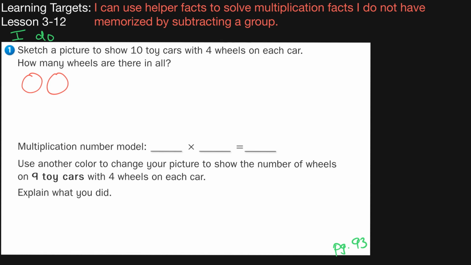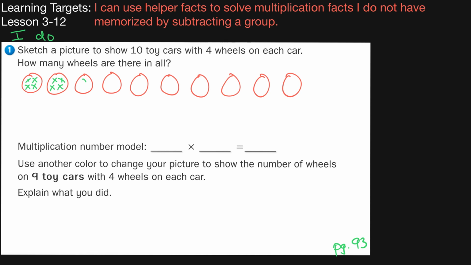1, 2, 3, 4, 5, 6, 7, 8, 9, 10. And it says there's 4 wheels on each car. I'm going to let each wheel be a little X. 4 wheels. Remember to be doing this along with me. If you need to pause the video to stay on pace, pause it, get caught up. So I'm putting my 4 wheels in each car. And I'm almost finished. So I've got my 4 wheels in each car.